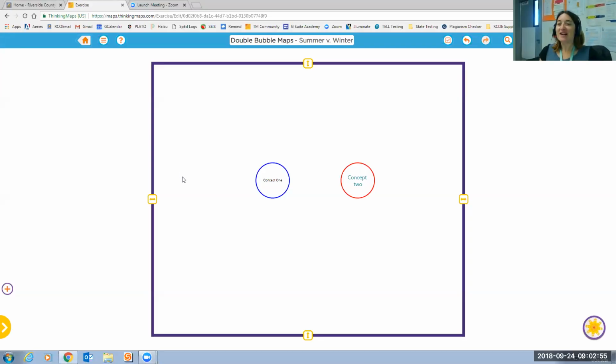Okay, so today we're going to be talking about the double bubble map. Now, if you've never used a double bubble map, you may not know this, but a double bubble map is used when we compare and contrast items. So we always start with two circles and we put ideas in the circles. In our first circle today, we're going to put summer. And in our second circle, we're going to put winter. So we're going to start by thinking of ways they are similar or different.